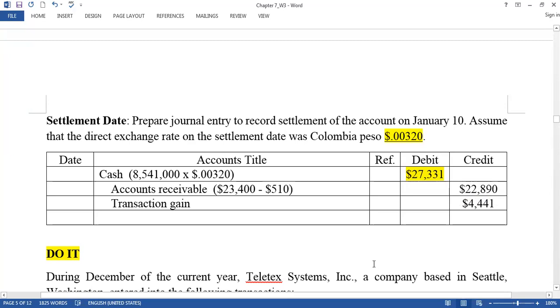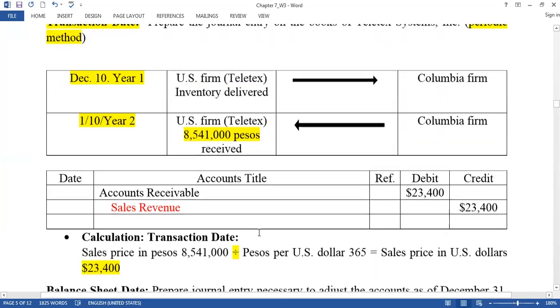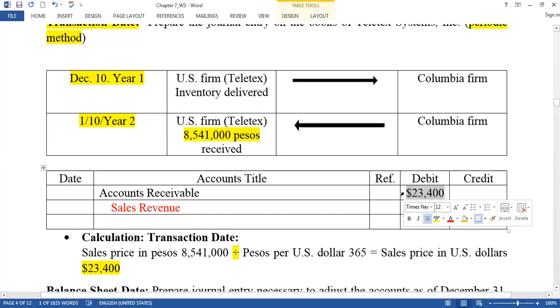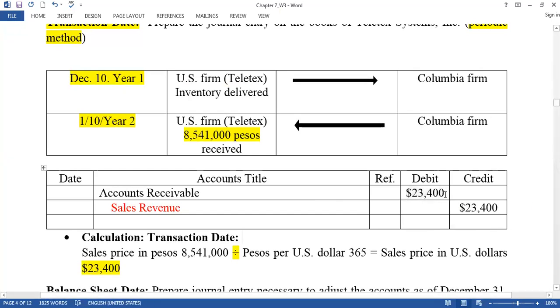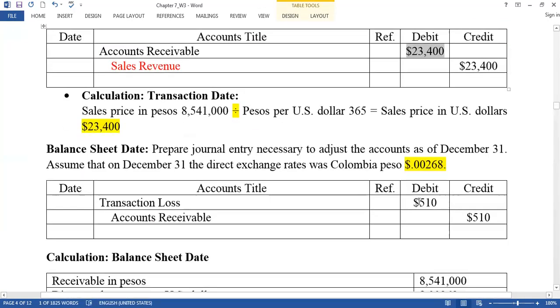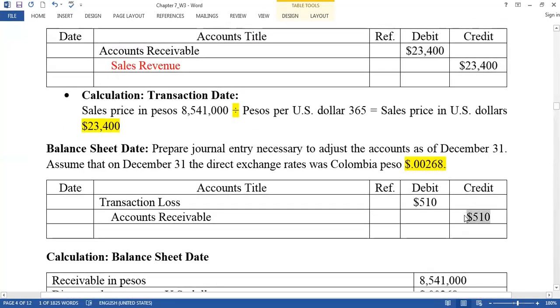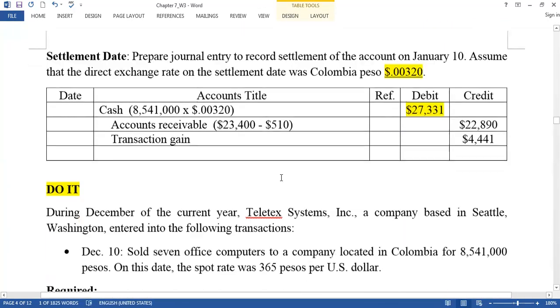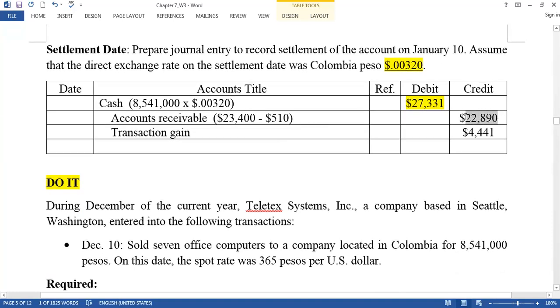But what is the balance of accounts receivable? You can say that we have two accounts receivable. First, we record accounts receivable debit. Now we have to prepare a T account. So accounts receivable debit, again accounts receivable credit, right? So this is the real accounts receivable. This amount is the real amount. Our real accounts receivable is $22,890, but we receive 27, right?